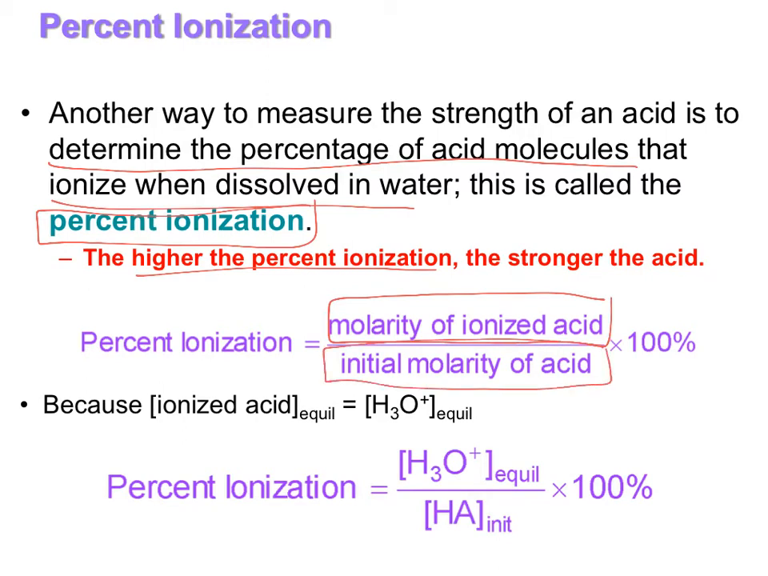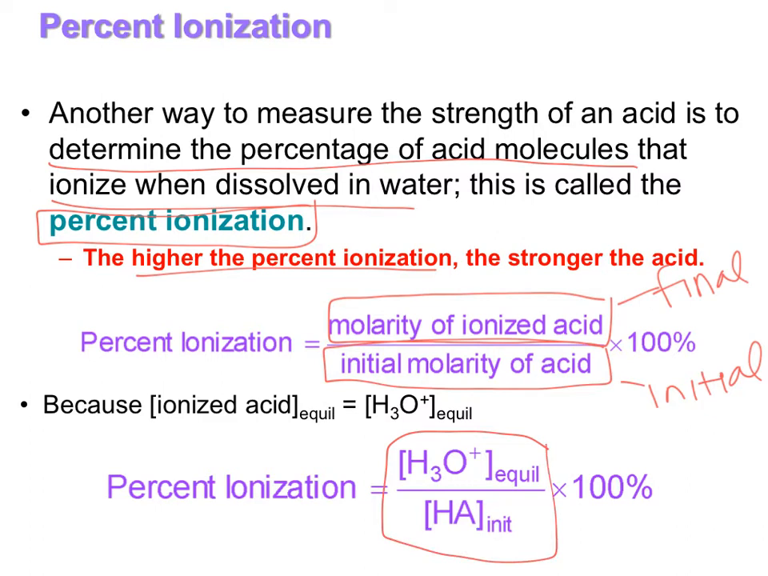So it's like the final state divided by the initial, and you see the overall percentage. So it's like the part over the whole, the end result divided by the starting, right? So this is how we summarize it: the molarity of our hydronium at equilibrium divided by the molarity of the acid itself initially, before it started ionizing.